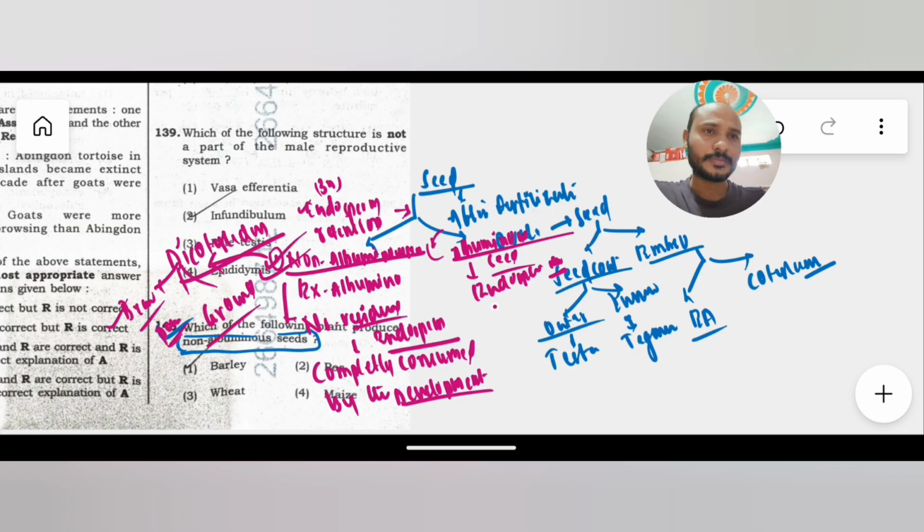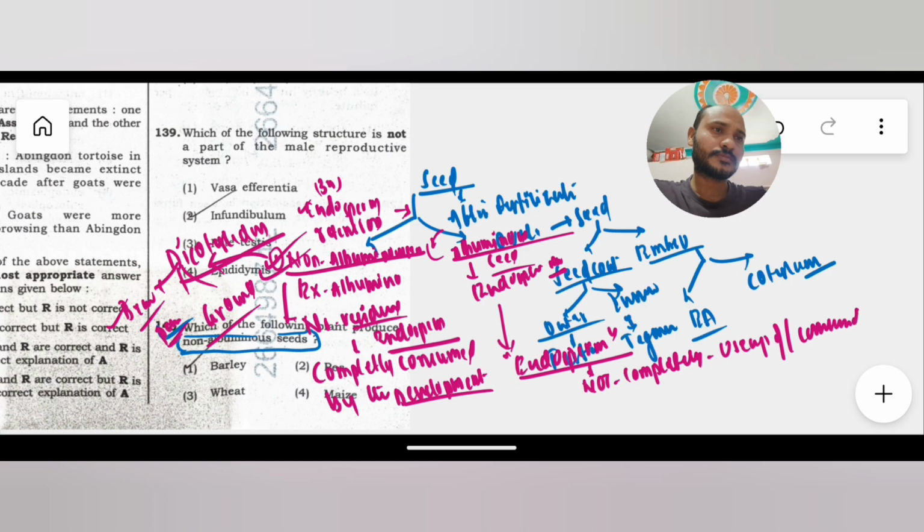Now coming to albuminous seeds. They retain part of the endosperm. They contain some part of the endosperm, so endosperm is still present in the seed. Why is the endosperm retained? Because it is not completely used by the embryo. The endosperms are not completely used up or consumed by the embryo, hence they remain in the seed.